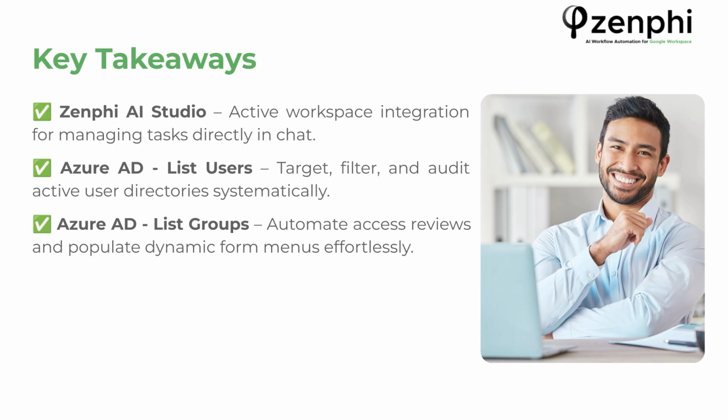It's that simple. Let's recap your July power-ups. We have Zenphi AI Studio, which has been enhanced to be able to provide highly structured task management and direct data request access integrated directly into your chat. We have Azure AD List Users, which allows you to map and audit your users' directory layouts before automatically running any sort of lifecycle process. You can target, filter, and even audit. And last but not least, we have List Groups, which allows you to be able to dynamically pull and manage active project groups to power your internal business logic.